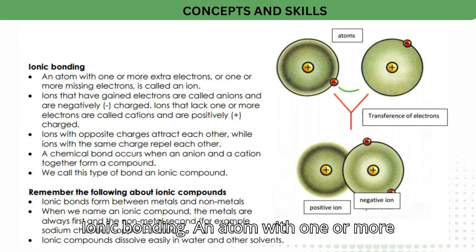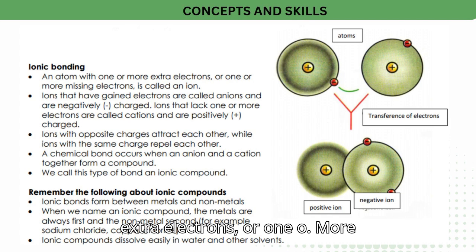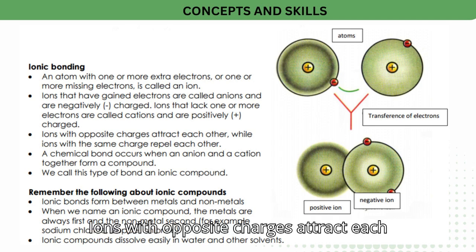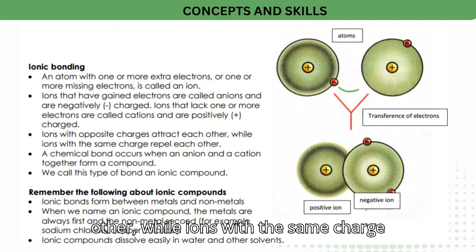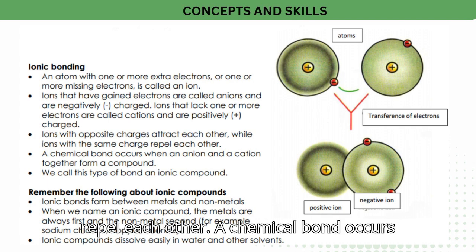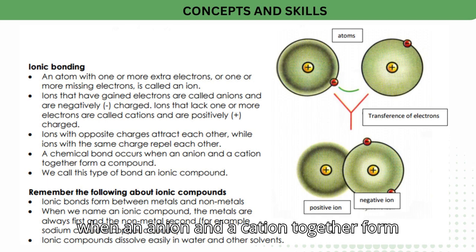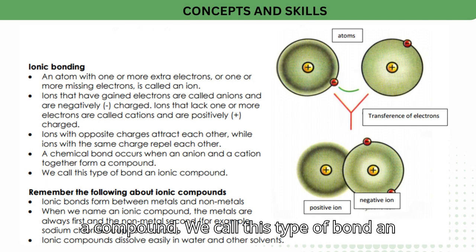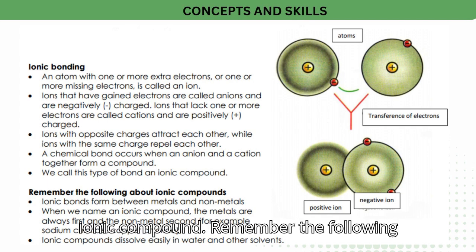Ionic bonding. An atom with one or more extra electrons, or one or more missing electrons, is called an ion. Ions that have gained electrons are called anions and are negatively charged. Ions that lack one or more electrons are called cations and are positively charged. Ions with opposite charges attract each other, while ions with the same charge repel each other. A chemical bond occurs when an anion and a cation together form a compound. We call this type of bond an ionic bond.